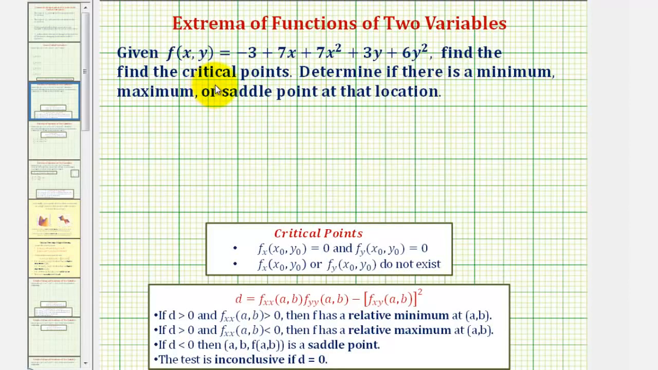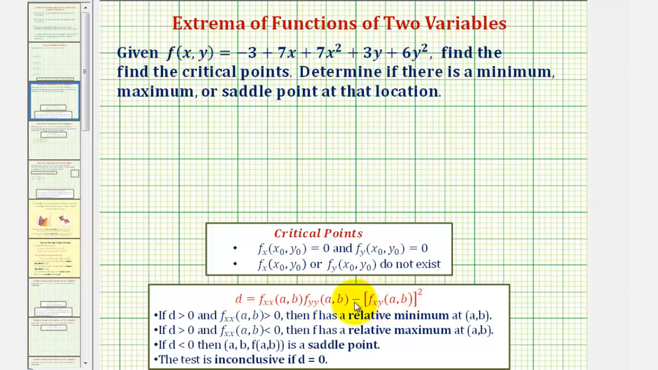Given f of x comma y, we want to find the critical points, then determine if there is a minimum, maximum, or saddle point at that location. We'll first find the critical points by determining where the first partial derivatives are both equal to 0 or where either is undefined.